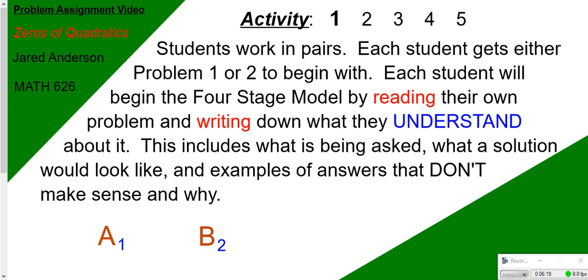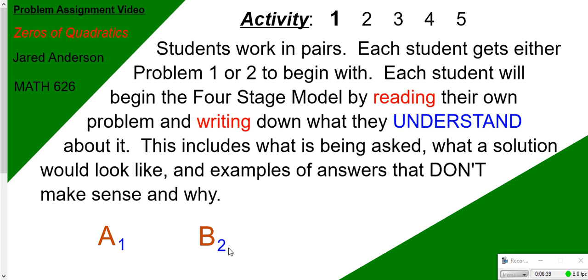However, in our activity, we will first be focusing on problems 1 and 2. And this is how it's going to look. Students will work in pairs. Each student then will either get problem 1 or 2 to begin with. So down here you can see I have student A has problem 1 and student B has problem 2.